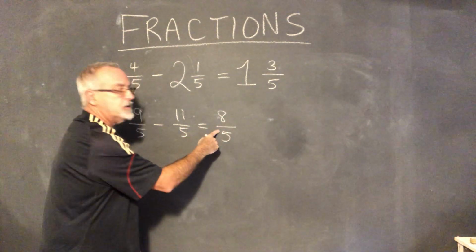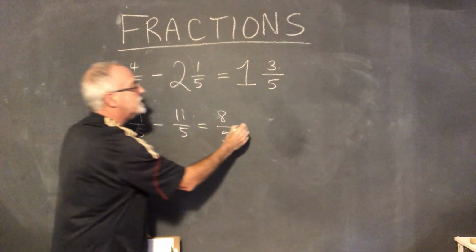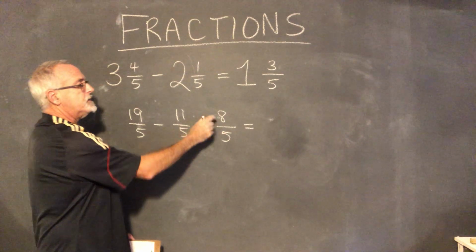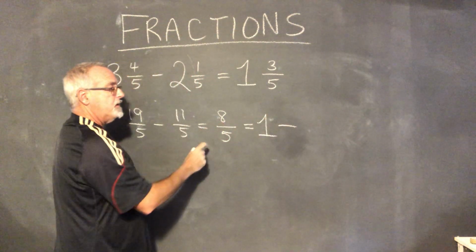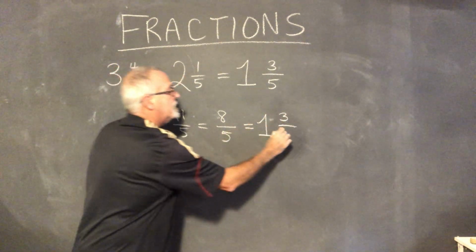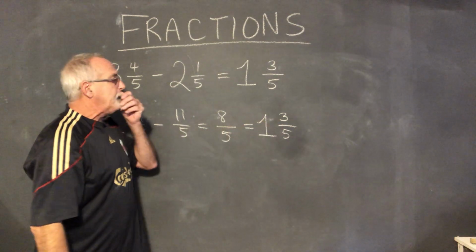But then, this is an improper fraction. I'd like to convert it into a mixed number because that's what I started with, but it's a pretty fast one to do. 5 fits into 8 one time with 3 as the remainder. 8 minus 5 is 3, and the denominator remains the same. We're not surprised to see the same answer here that we had there. That's why we're doing this.